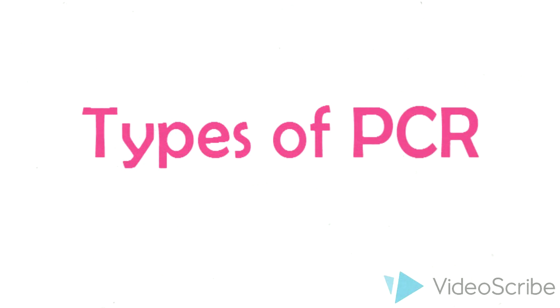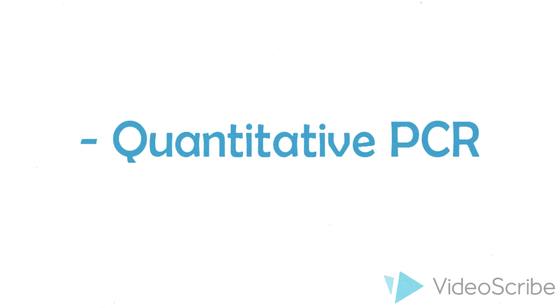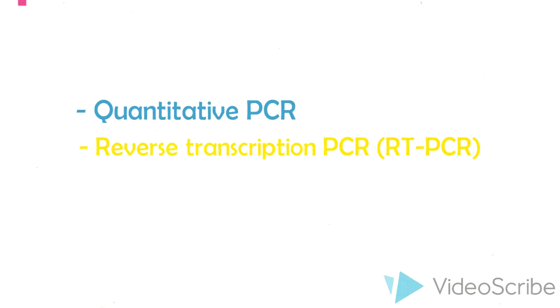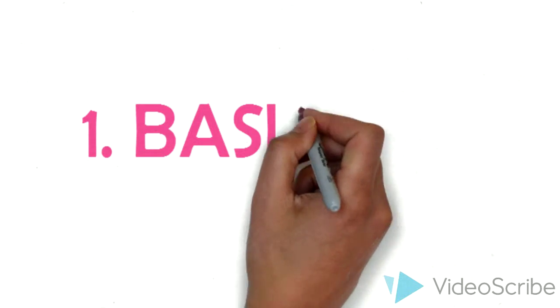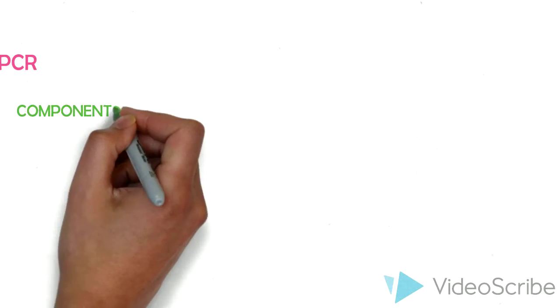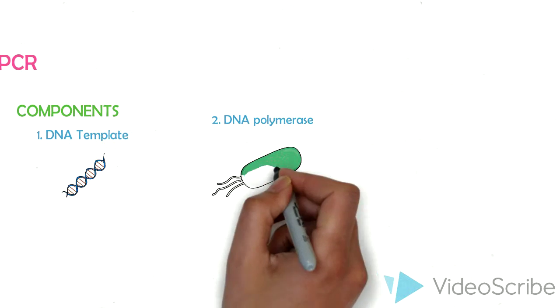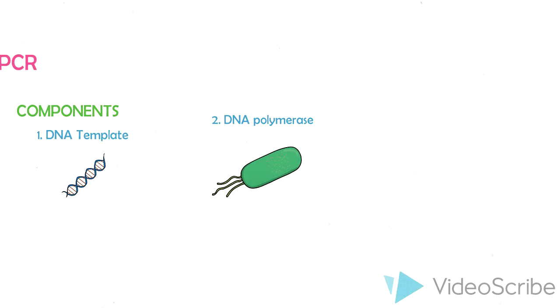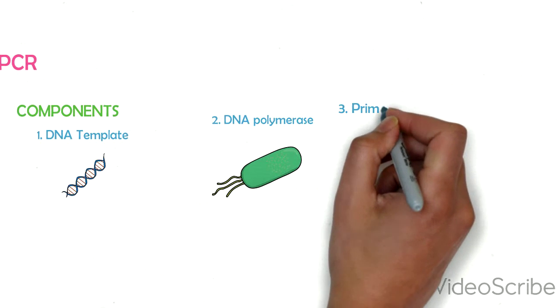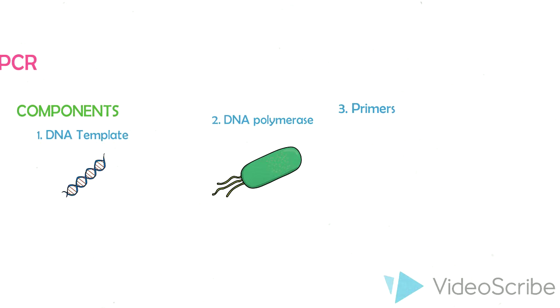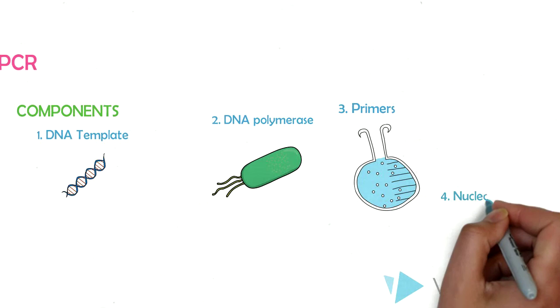Types of PCR: quantitative PCR, reverse transcription PCR. First, we will talk about normal PCR. Components needed: DNA template, the sample DNA that contains the target sequence; DNA polymerase, the enzyme that synthesizes a new strand of DNA complementary to the target sequence; primers, short pieces of single-stranded DNA which are complementary to the target sequence; and nucleotides.